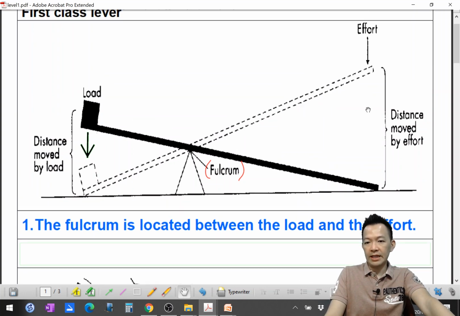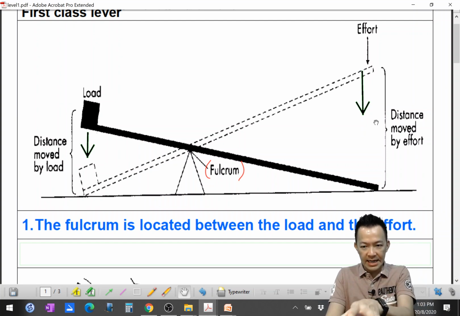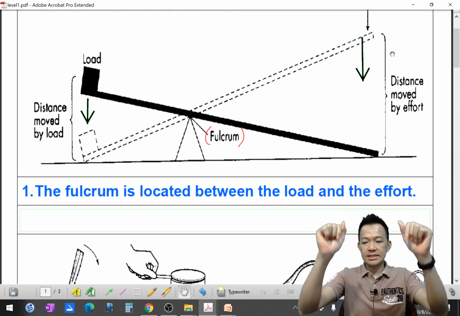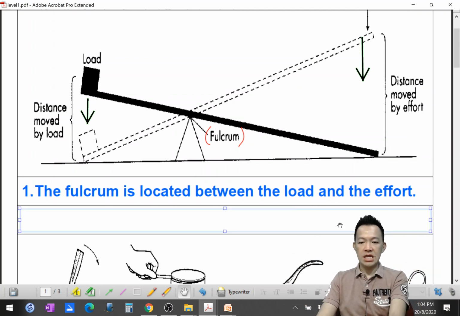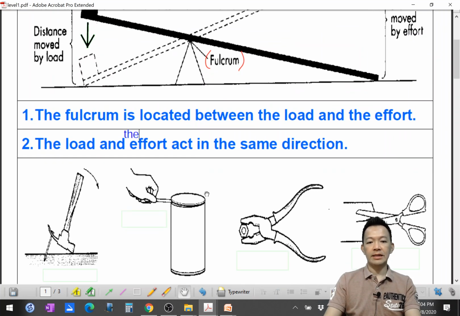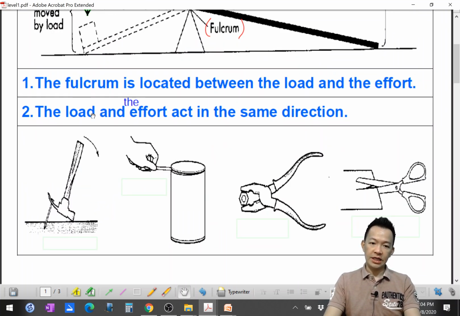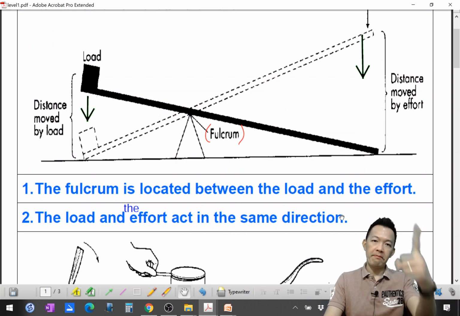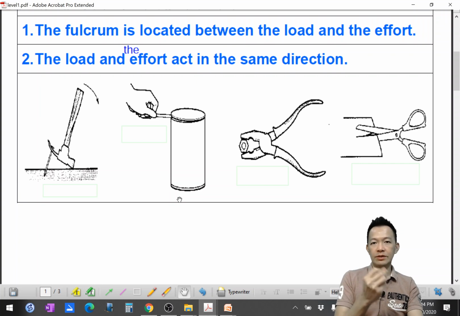When the load is acting downwards, now you have to apply your effort 你肯定要用力把它拿起来. When you apply your effort, can you see your effort is also acting downwards 你的力点也是拉下来的? The load presses down, then you pull down with effort to lift it up 给它翘起来, 对不对? So what I can say: the load and the effort act in the same direction 力点跟重点它们的方向是一样的. This is our first class lever. The load and effort directions are the same: I press down, you also pull down.